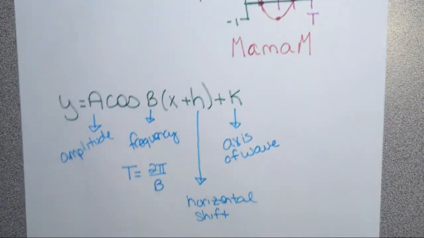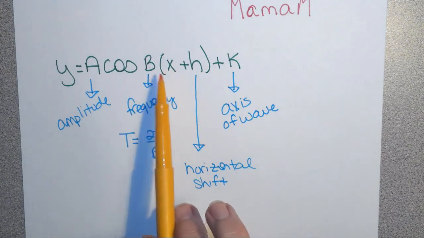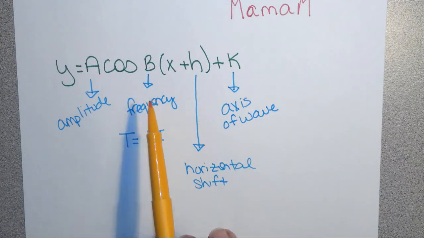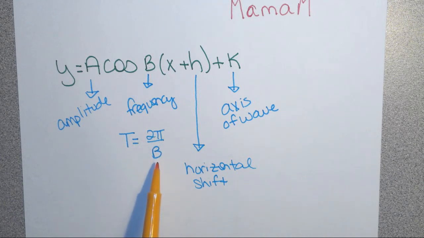We also learned some transformations. We learned the number out front of the word is called the amplitude, and that's going to tell me how high to go above and below my axis of wave. We learned that the number in front of x is called your frequency, and we need that in order to find the period. My formula for period is T equals 2 pi divided by b.